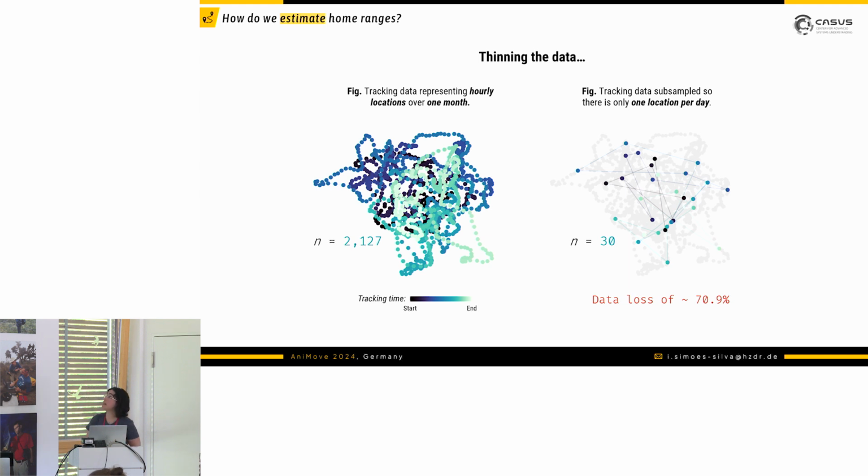Yeah, so typically the way you do this is by thinning the data to apply these methods because, again, it assumes independence. So this is what we'd have to do. This is just one data set with the number of locations around 2,000. And to actually achieve independence for this, you'd have to remove enough that you basically only get 30 locations, like a data loss of 70.